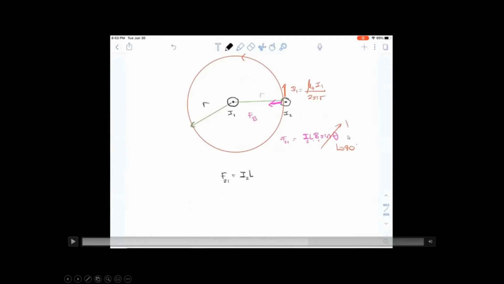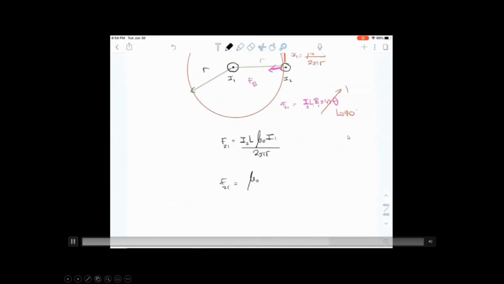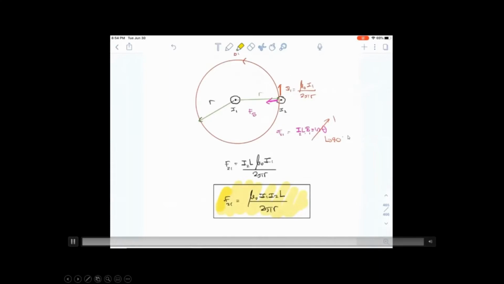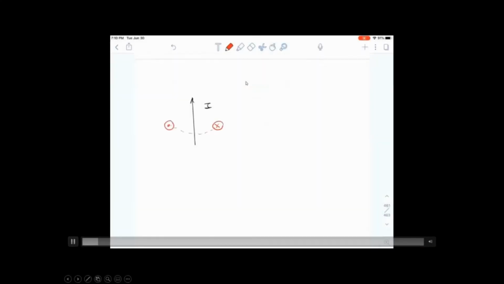All right, so B becomes the strength of the magnetic field. This is the magnetic field generated by the current. And then you tidy it up a little bit. And so this becomes the magnetic force acting on the second wire due to the magnetic field generated by the first wire. That's it, straightforward. Okay, so a bunch of formulas.